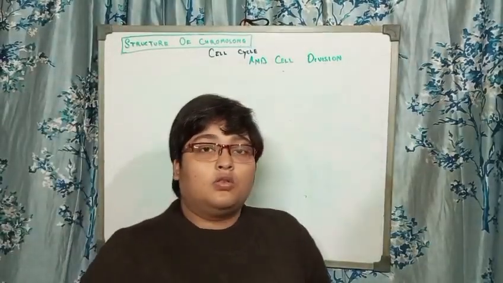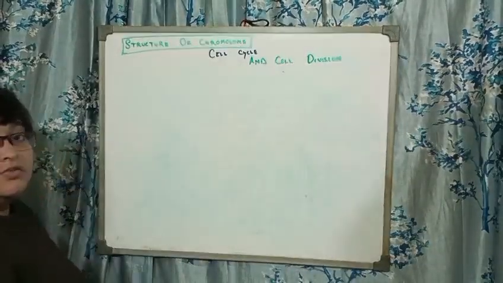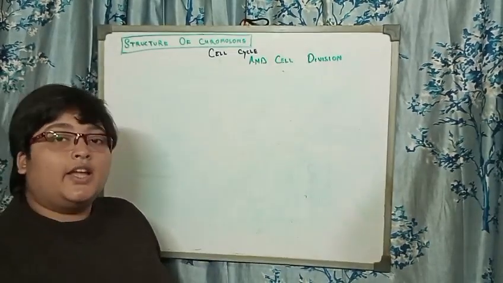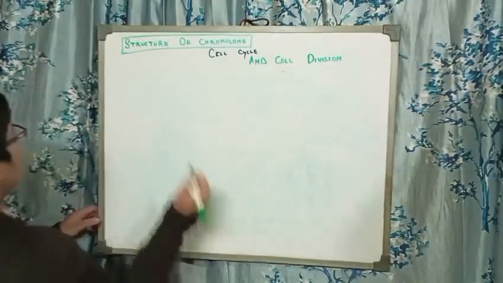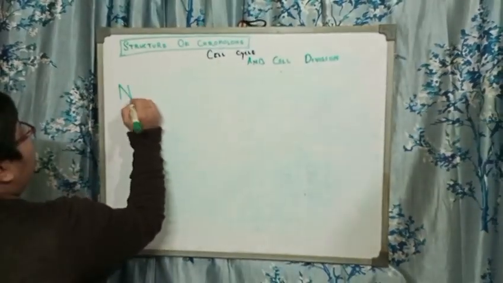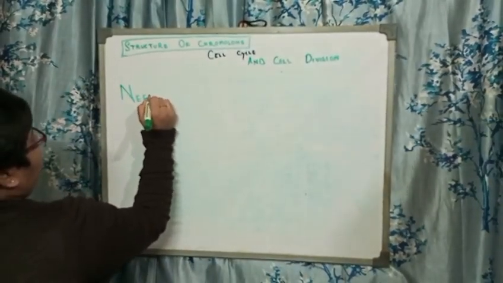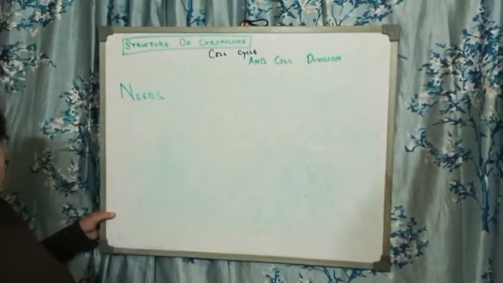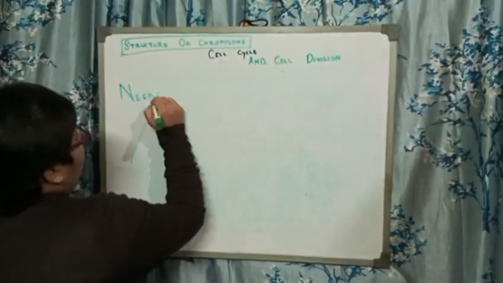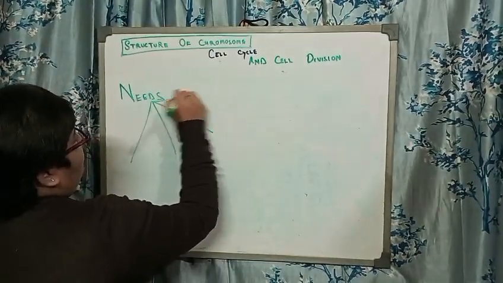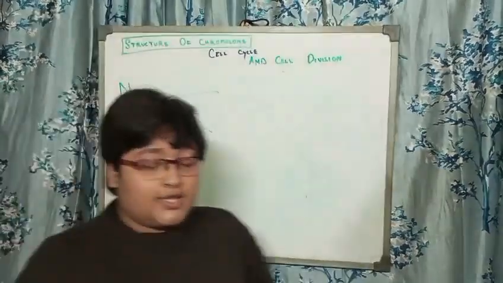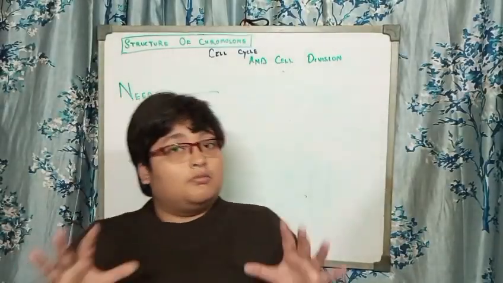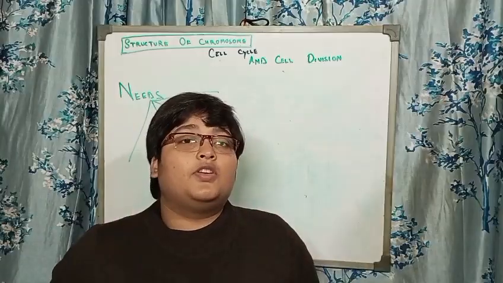We will now learn what the need for cell division is. Basically there are 4 needs. Before starting this, I want to say that there exist 2 types of cell division.